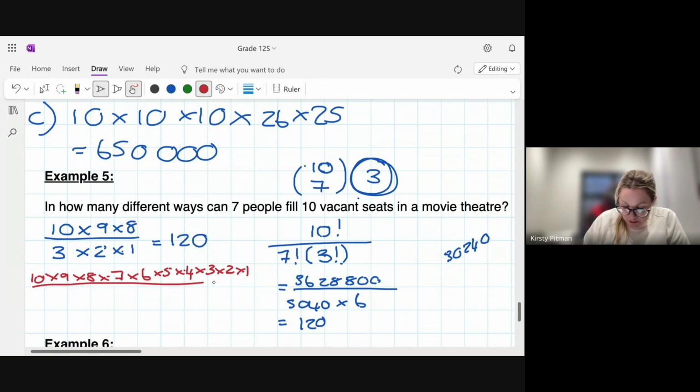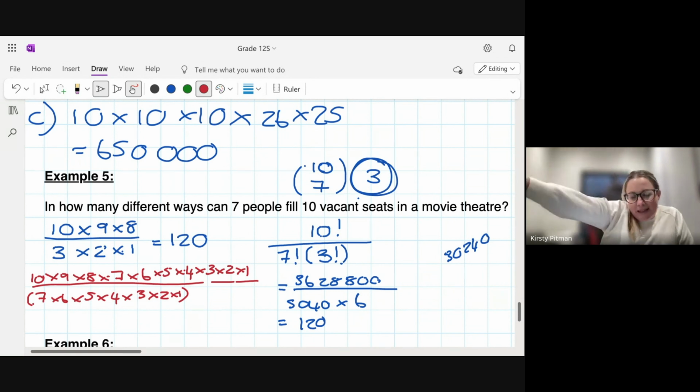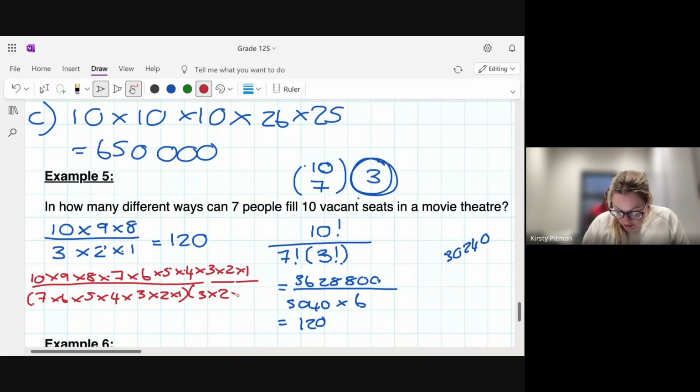So those were my top options. That's how many seats I have. That's the way you can arrange them, whatever you want to do. All right, times by. On the bottom, what's happening? I only have 7 people, and those 7 people can be arranged 7 different ways, so 7 times 6 times 5 times 4 times 3 times 2 times 1. And then I have 3 leftover seats. So there can be a gap between the first and the second person. There can be a gap like the 6th person. It can be anywhere. So 3 times 2 times 1.